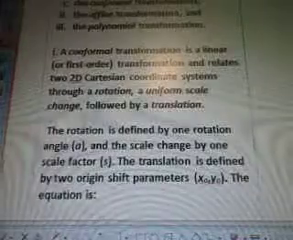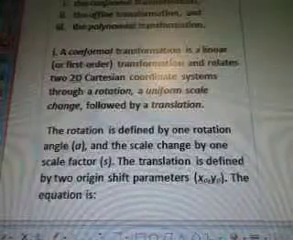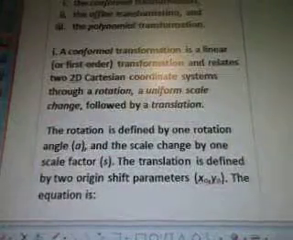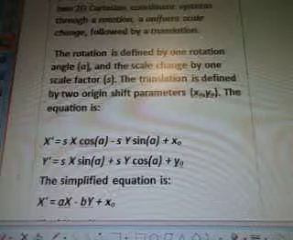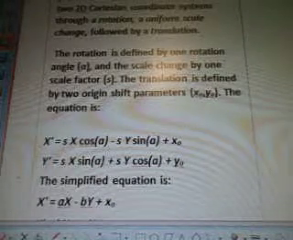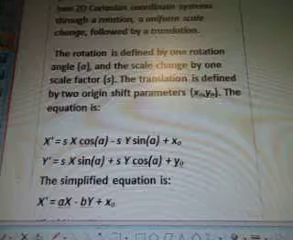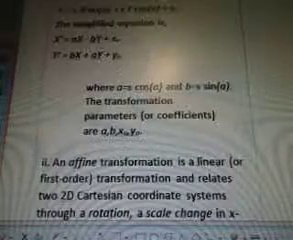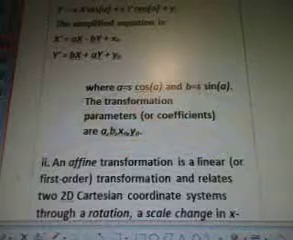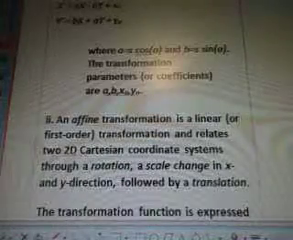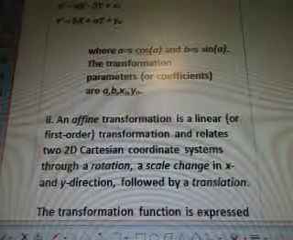A conformal transformation is a linear or first order transformation and relates two 2D Cartesian coordinate systems through a rotation, a uniform scale change followed by a translation. The rotation is defined by one rotation angle A and the scale change by one scale factor S. The translation is defined by two origin shift parameters XO and YO. The equation is as follows. Okay, where a equals S cos A and b equals S sin A. The transformation parameters or coefficients are a, b, XO, YO.